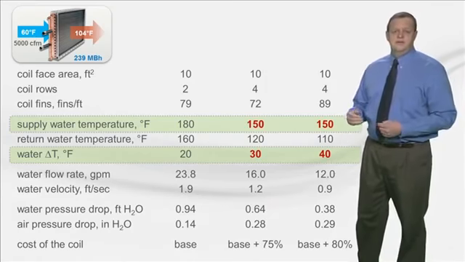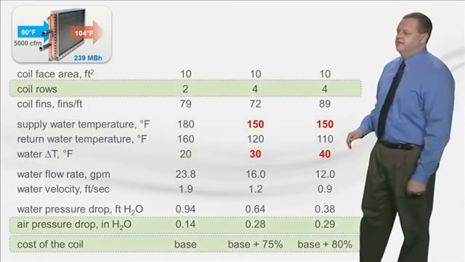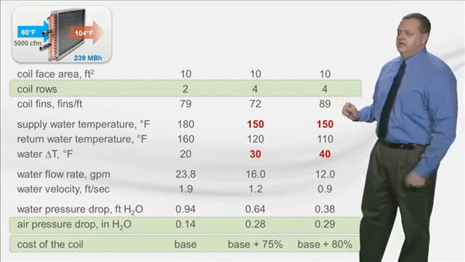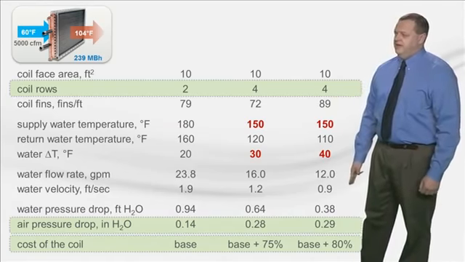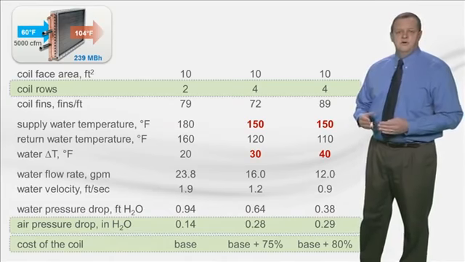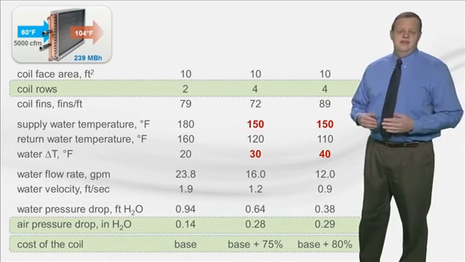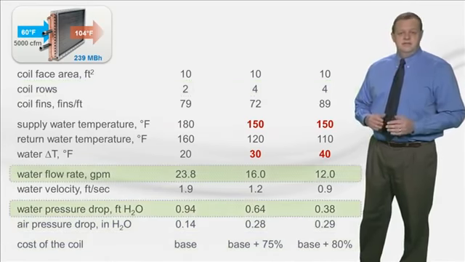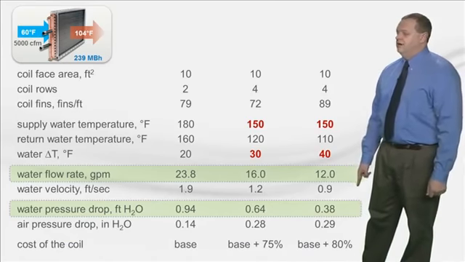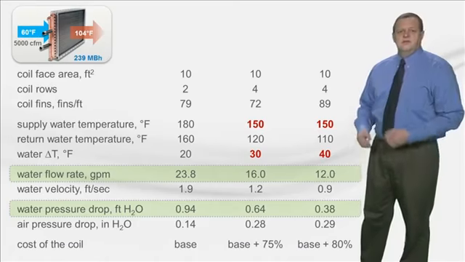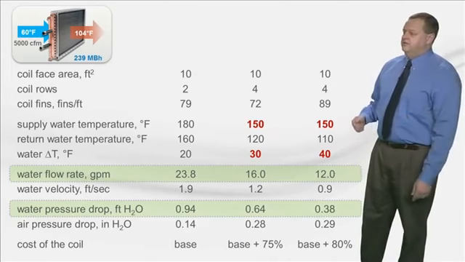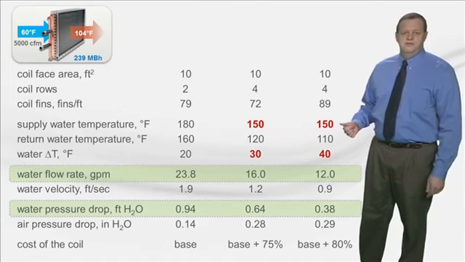Note that in order to deliver the same capacity, when the coil is selected for a lower supply temperature, it requires more coil rows. Again, this increases the pressure drop and the cost of this coil. As you can see, adding rows had more of an impact than adding fins. But again, the big impact is a much lower water flow rate and a lower water pressure drop. There's another benefit here. A boiler is more efficient when it's making the lower supply water temperature.